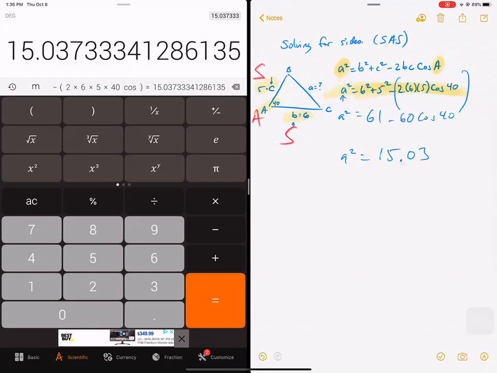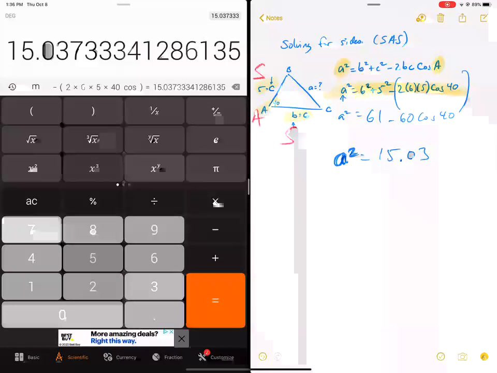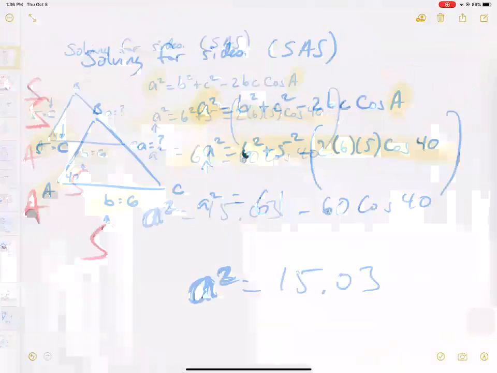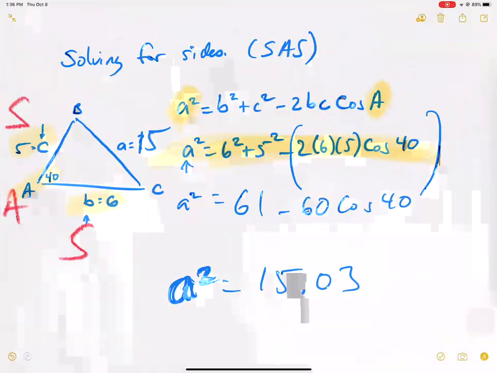Now you are not done. You are not done. Because we did not solve for A. Everyone, I want you guys to please pay attention here. We did not solve for A. We solved for A squared. Because if I write 15 here right now, let me go ahead and zoom in for you guys. If I write 15 right now, you've just committed triangle suicide. This side here cannot be 15.